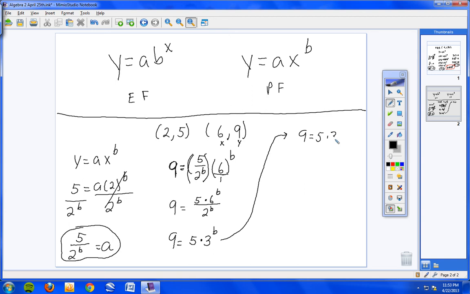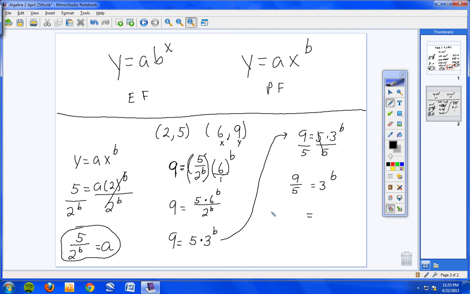Now watch carefully. I'm solving for b. I'm going to divide this side by 5 and divide this side by 5. So now I have 9/5 equals 3 to the b. Hold it. Do you students not remember what I taught you the other day? How to solve an exponential equation like this? Remember what to do? Oh my goodness, we talked about this.